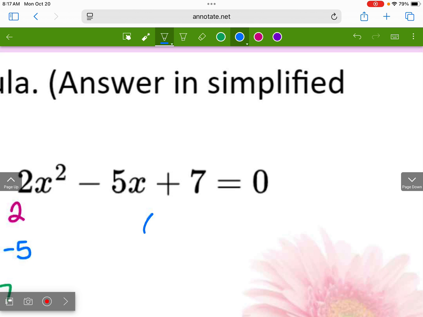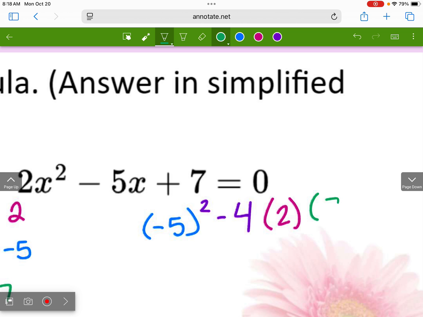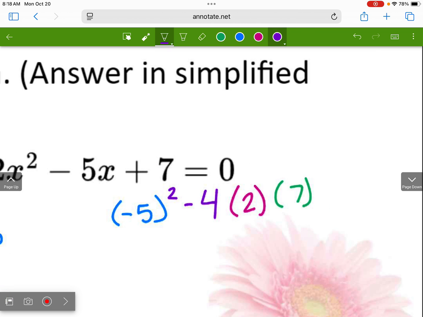So we're going to have our b squared minus 4 times our a times our c. And we can type that statement into the calculator. As long as you put it in with the parentheses, you can rock and roll in the calculator with it. -5, parentheses, squared, minus 4 times 2 times 7. What do we get? -31. So what kind of roots are we going to have here?